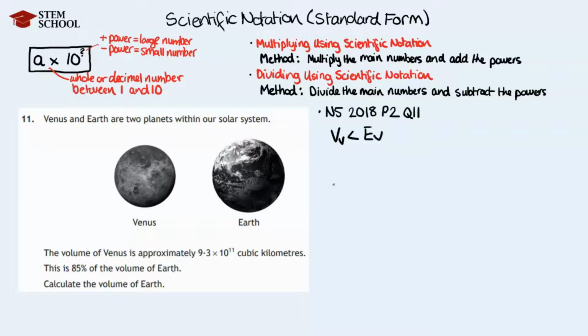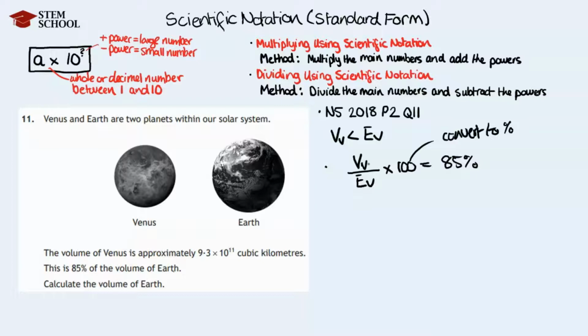Okay, so this question is simply using our knowledge from the percentages topic, okay? So we can use a percentage equation to figure this out. So what we can do is say that the volume of Venus divided by the volume of Earth multiplied by 100 is equal to 85%. Okay, so this 100 here is converting to percentage, okay?